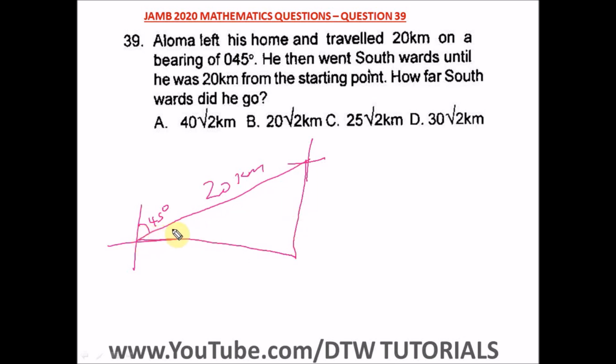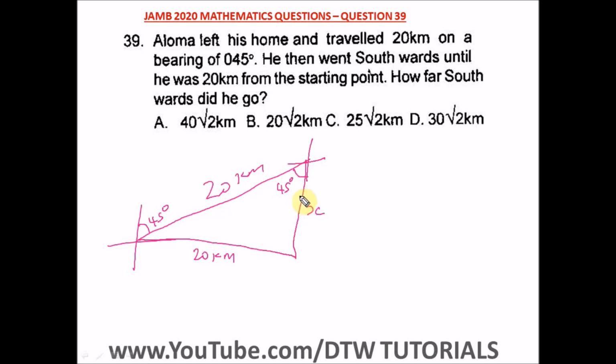So if there is 45 here, here too also will be 45. Don't forget our alternating angle. So he was 20 kilometers away from his starting point. So let's call this x. Now we have our three sides given, here 20 kilometers, here 20 kilometers, here x, and we have the included angle 45 degrees. Now we can solve this by two methods.